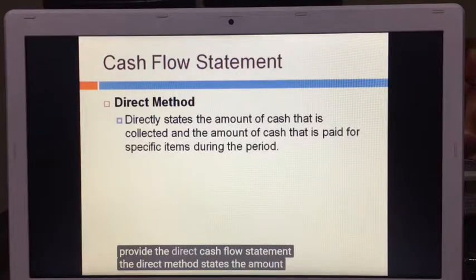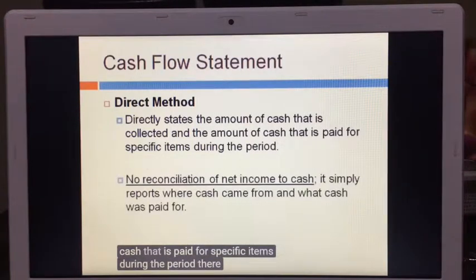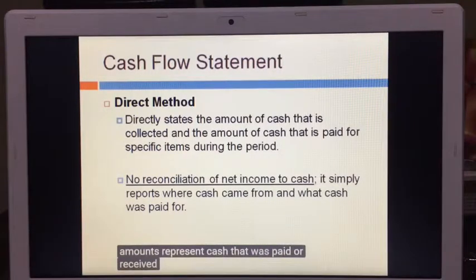The direct method states the amount of cash that is collected and the amount of cash that is paid for specific items during the period. There is no reconciliation to the net income and all amounts represent cash that was paid or received.